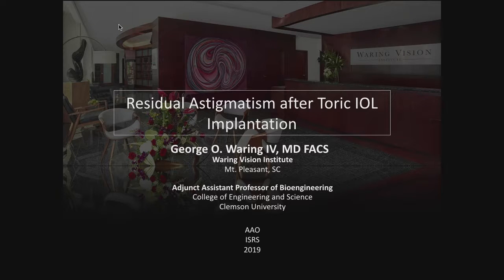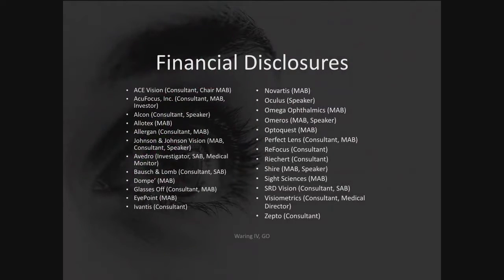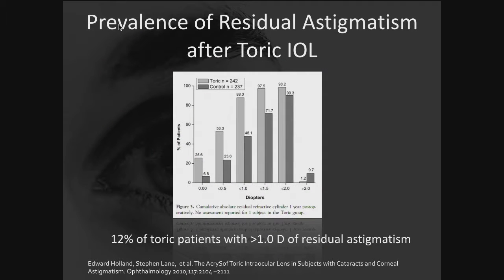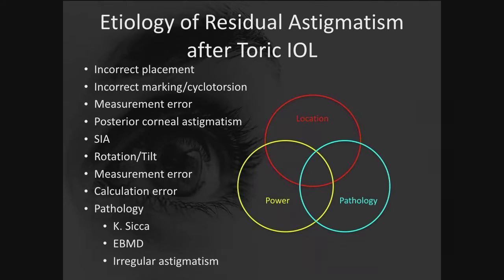I'm going to be speaking about residual astigmatism after toric IOL implantation. And this is actually not uncommon. In fact, it's been reported that at least 12% of toric IOLs have over a diopter of residual astigmatism. And I like to think of this systematically and in buckets. We have to figure out why before we can figure out how we're going to manage this.